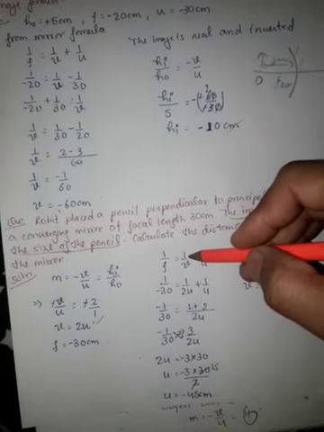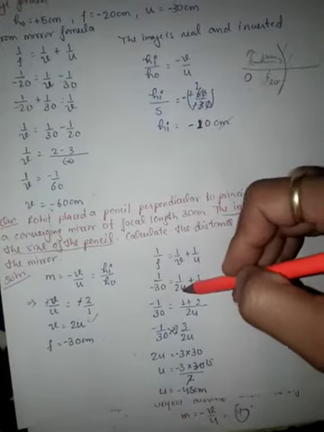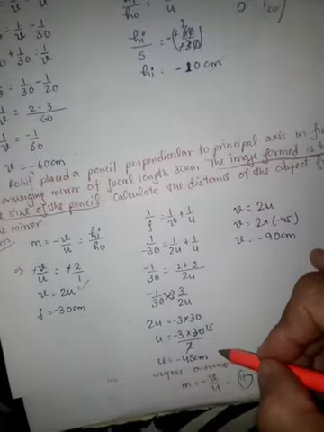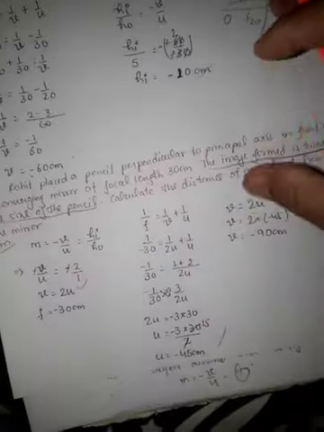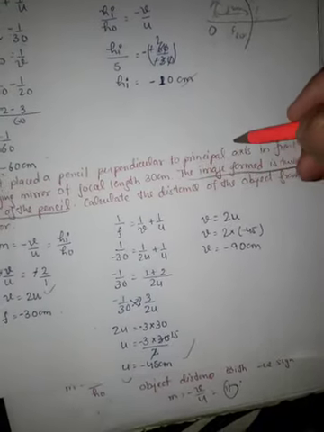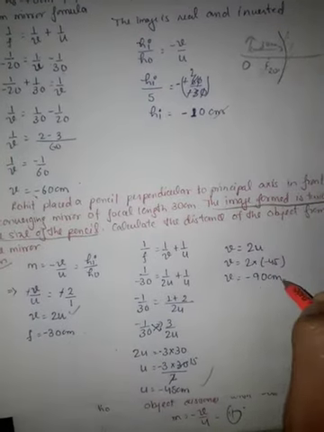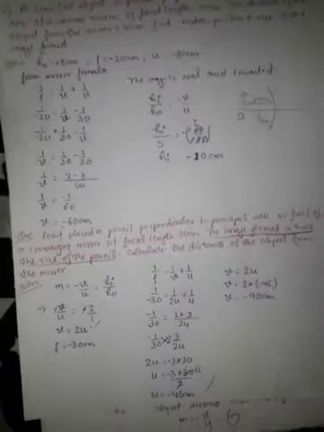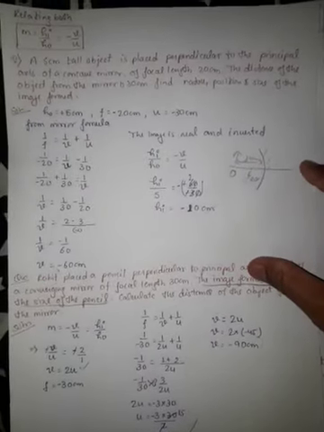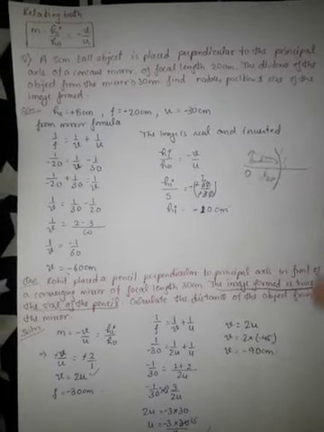Putting values, in place of v we are using 2u, so 2u I have kept and u as usual. On solving we get u equals 45 centimeter. This is the object distance, 45 centimeter, and putting the value of u in the equation v equals 2u, we get the image distance as minus 90 centimeter. So this is the proper way to solve numericals on the mirror formula. Thank you.